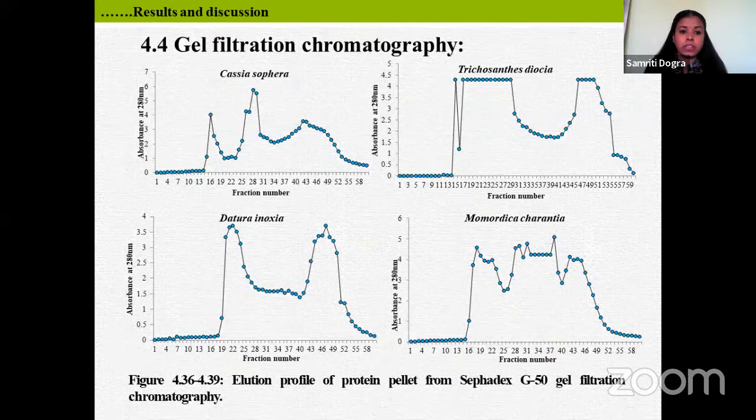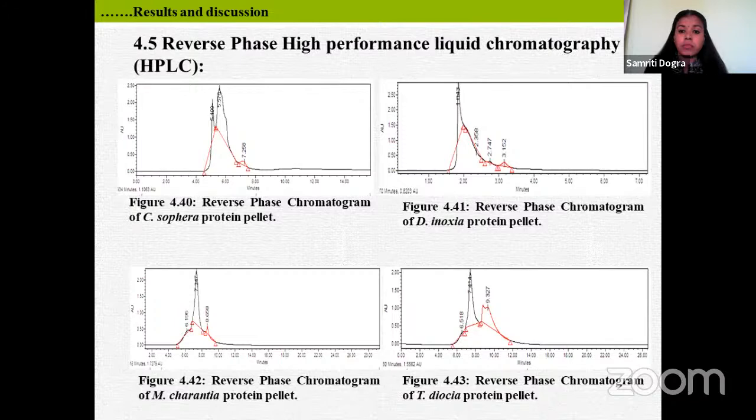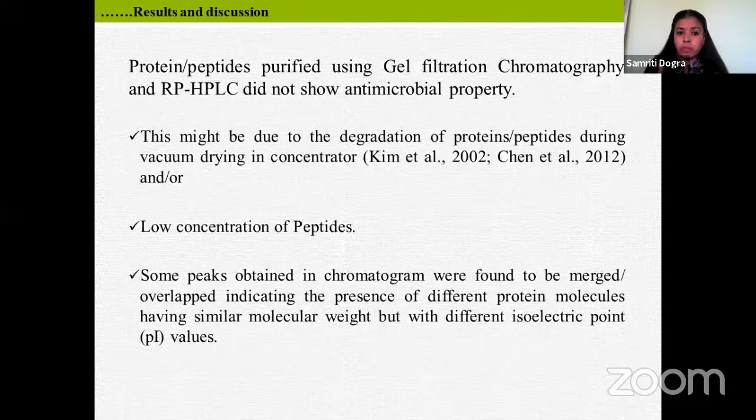And this is the reverse phase high performance liquid chromatography. So in my study, I was not able to purify the proteins and peptides from the HPLC and gel filtration chromatography. This might be due to the low concentration of the peptide, and this might be due to the degradation of peptide during the vacuum drying, which I used for the concentration. And many of the peaks I obtained were fused or merged peaks, so it was very difficult for me to separate them.